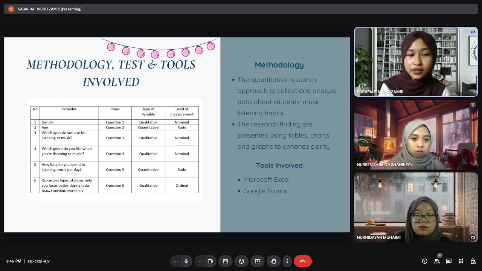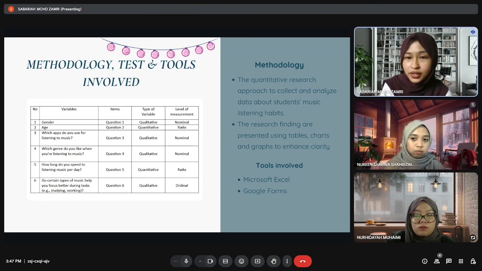Our third question is which apps do you use for listening to music, and the fourth one is which genre do you like when you're listening to music. Both are qualitative and nominal. The fifth question is how long do you spend listening to music per day? It is quantitative because we ask how much time they use music in daily life, and it is ratio. And the last one is do certain types of music help you focus better during tasks? It's qualitative and ordinal because it asks for the respondent's satisfaction.